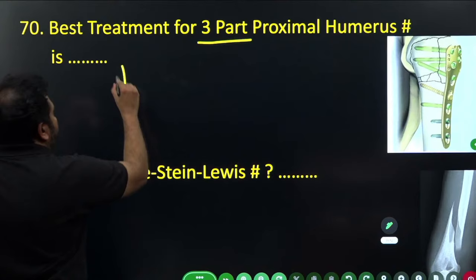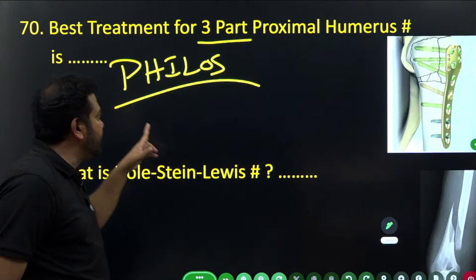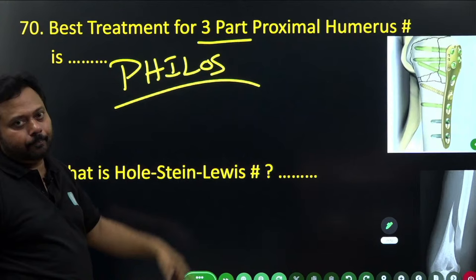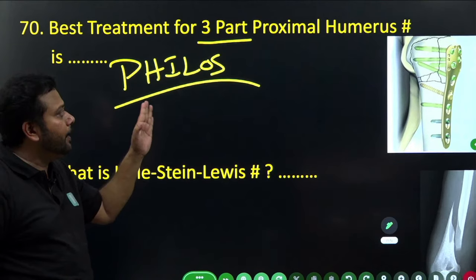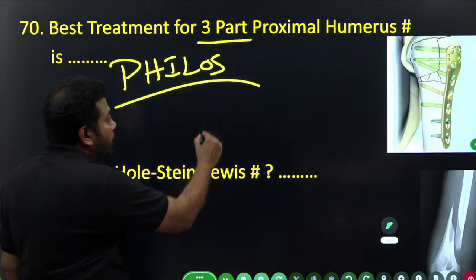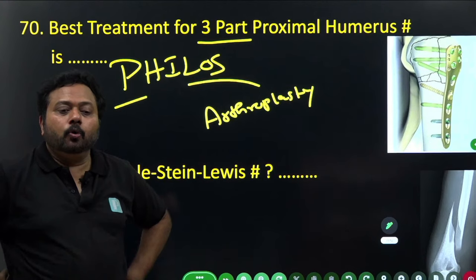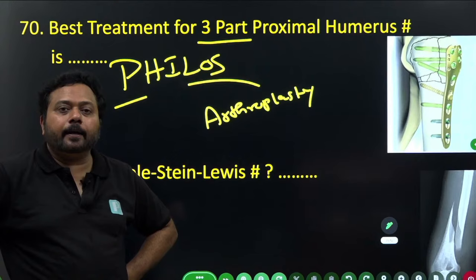PHILOS plate. Look at the plate. Three parts are there. You're reducing and fixing with a plate and screws. PHILOS is an abbreviation, dear friends: Proximal Humerus Interlocking System. That's called a PHILOS plate. PHILOS plate is the treatment of choice. If it is four part, you can't do anything except joint replacement, that's called arthroplasty. I completed the treatment of choice for proximal humerus. I repeat once again: 1-part fracture conservative, 2-part fracture K-wire fixation, 3-part fracture PHILOS plating, 4-part fracture shoulder arthroplasty, shoulder replacement.